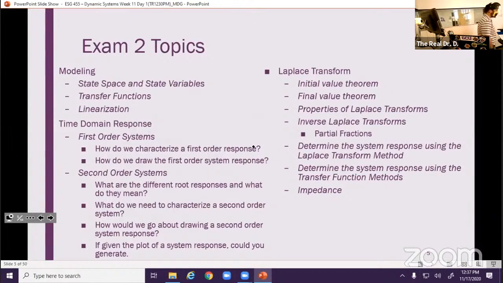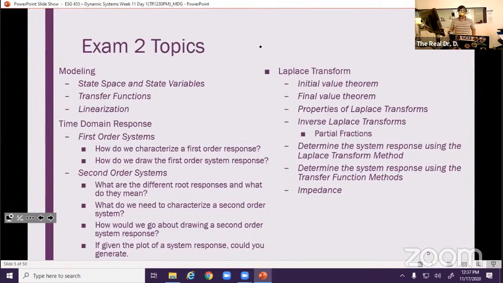All right. So what are the topics for exam 2? Well, here they are, in case you were wondering what to expect. We have a little bit of modeling that we covered: state space and state variables, transfer functions, and linearization. We also covered time domain response analysis.